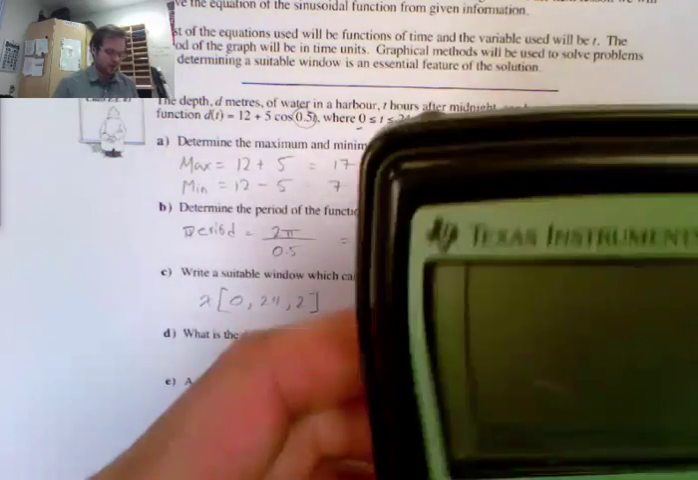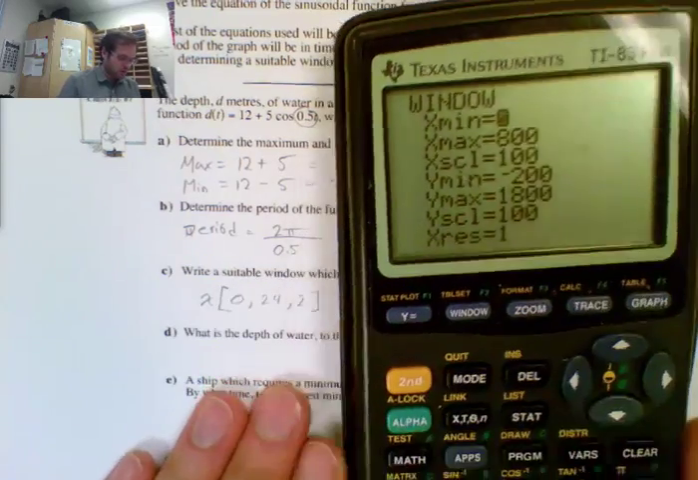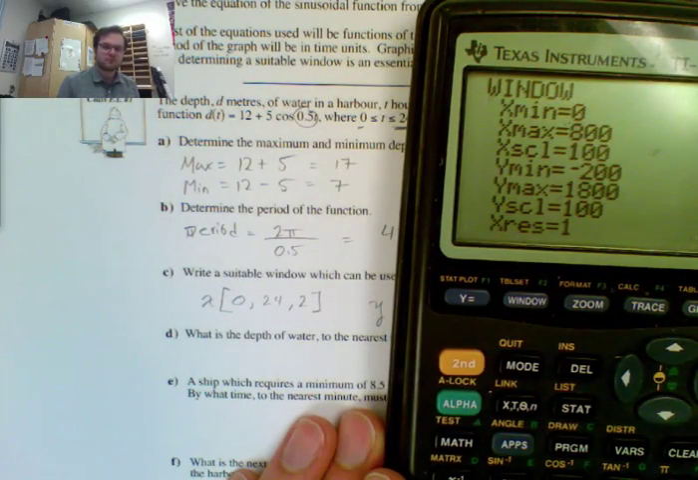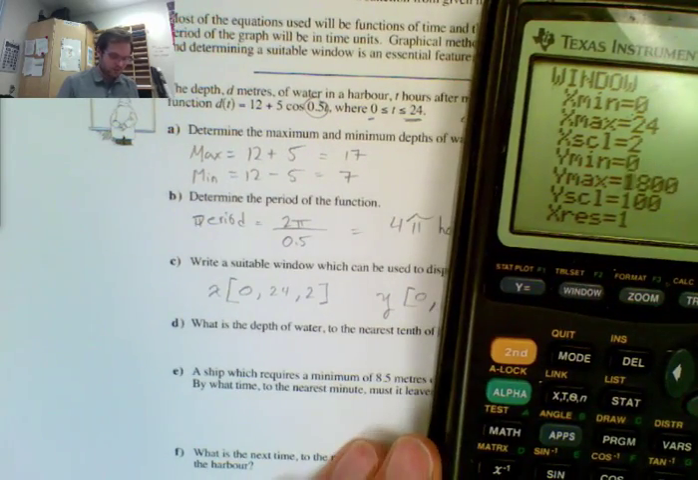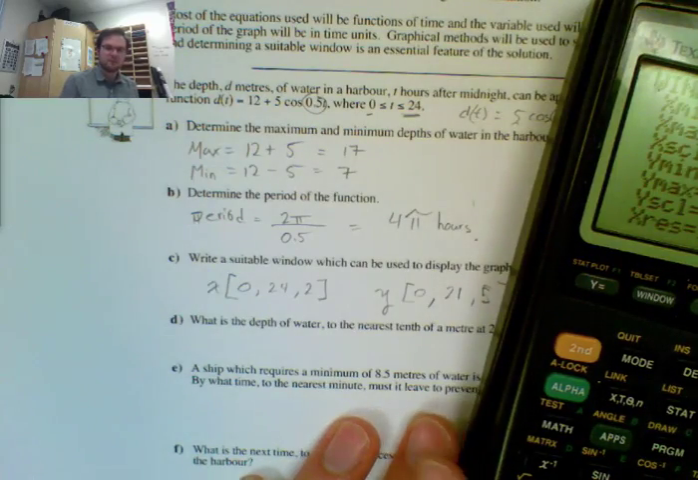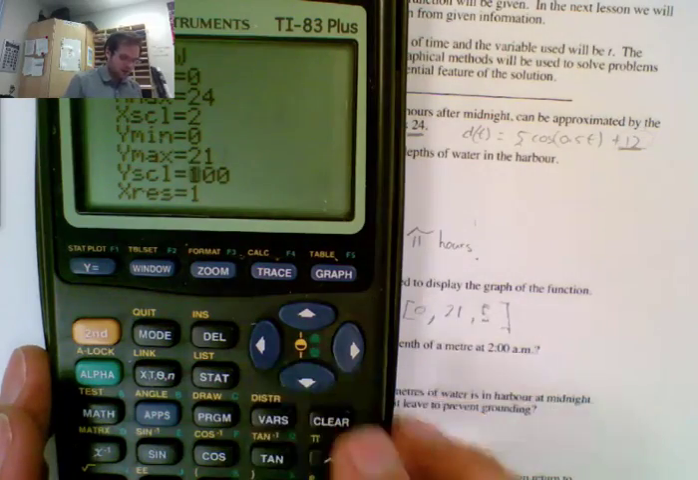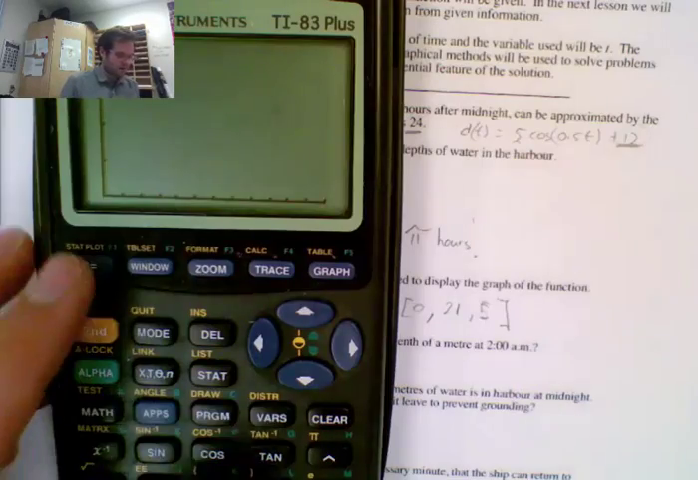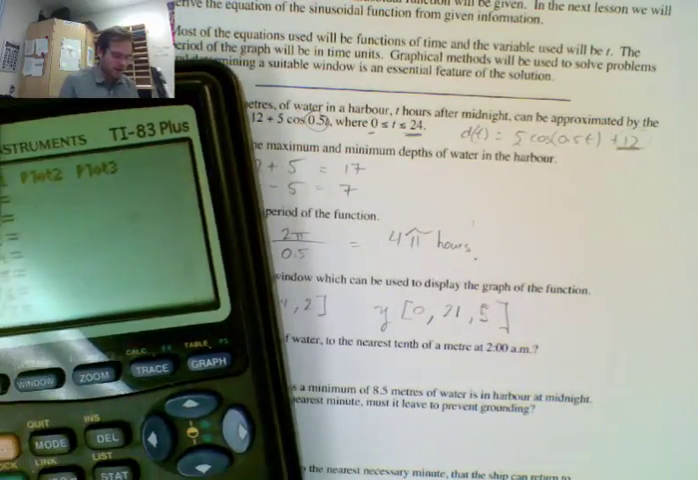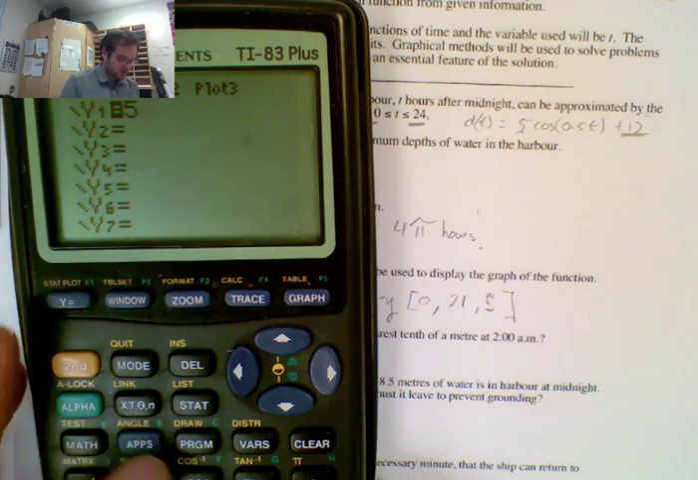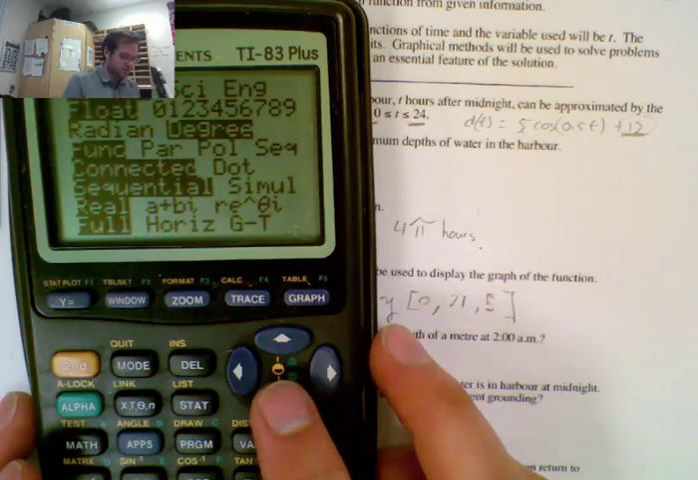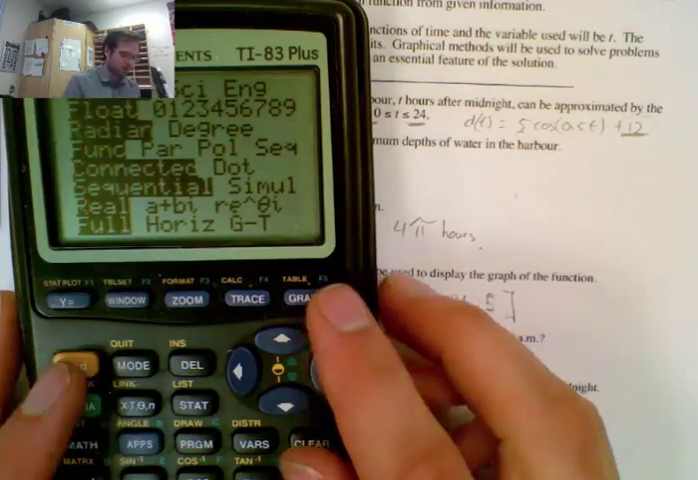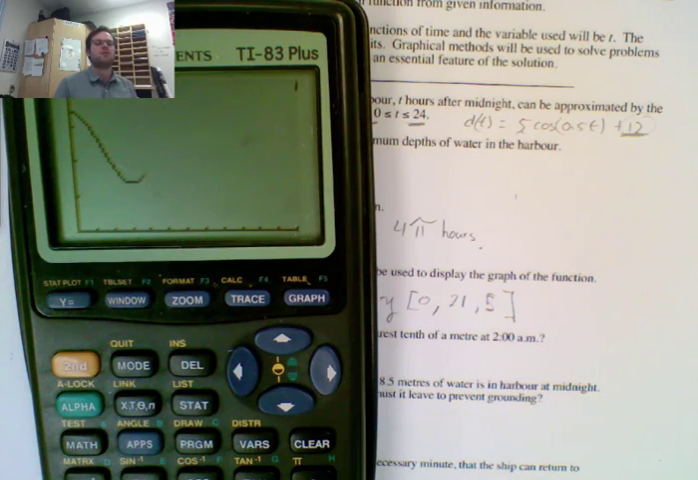So let's put this into my calculator. I'm going to clear that window. So I wanted 0, 24, 2, and here we wanted 0, and I said 21, and I said counting by 5. I'm going to graph it, y equals, and let's put in what we have here. So I'm going to go 5 cosine, and we have 0.5x bracket plus 12. And make sure I'm in radians, because we're going to be in radians most of the time when we do these, and we're going to graph it. And right there is my graph.